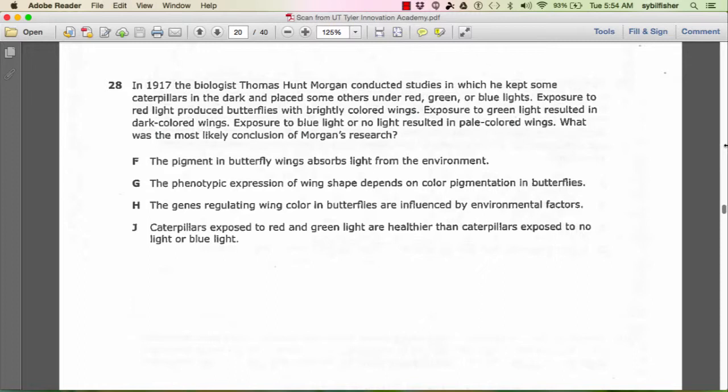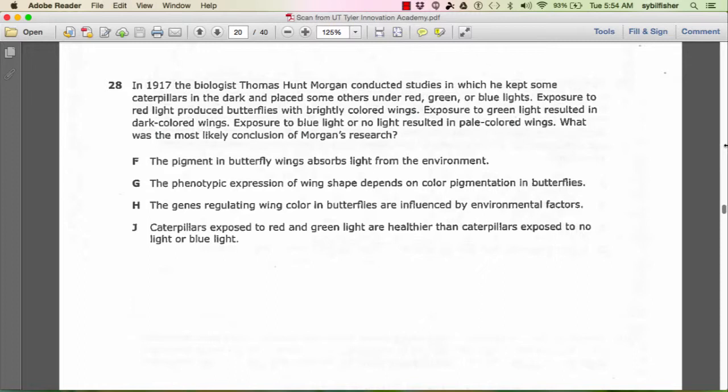Number 28. In 1917, the biologist Thomas Hunt Morgan conducted studies in which he kept some caterpillars in the dark and placed some others under red, green, or blue lights. Exposure to red light produced butterflies with brightly colored wings. Exposure to green light resulted in dark-colored wings. Exposure to blue light or no light resulted in pale-colored wings. What was the most likely conclusion of Morgan's research?